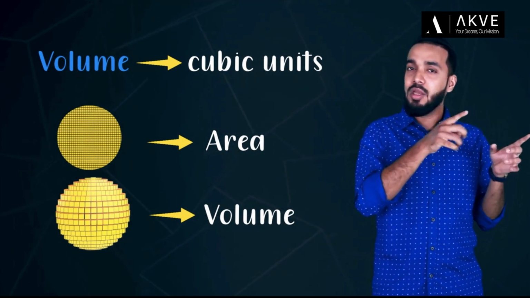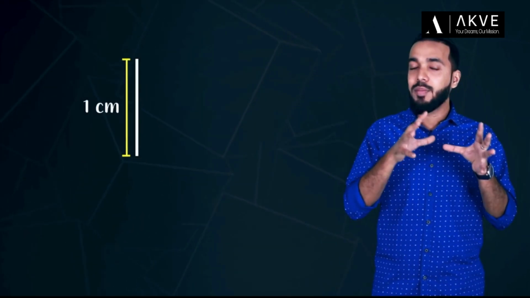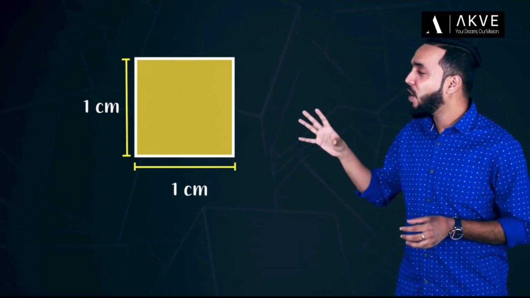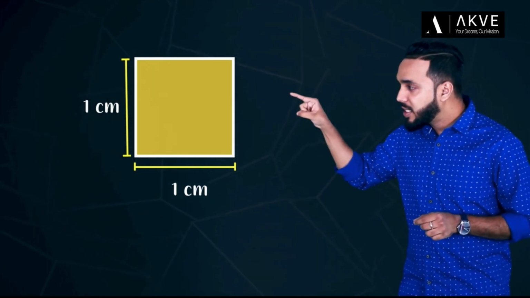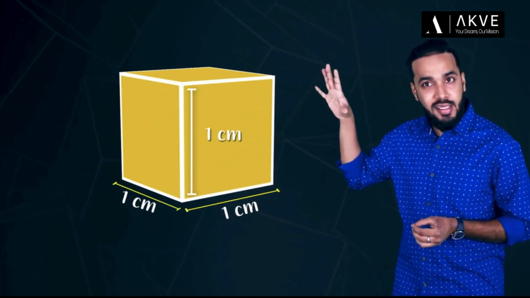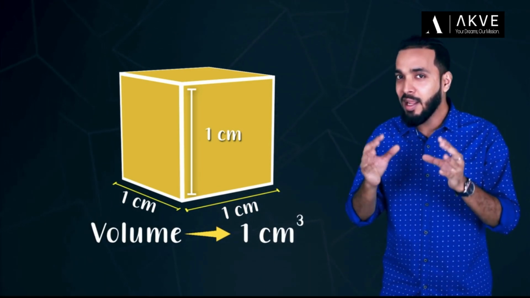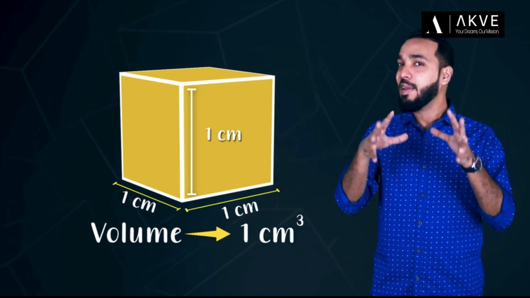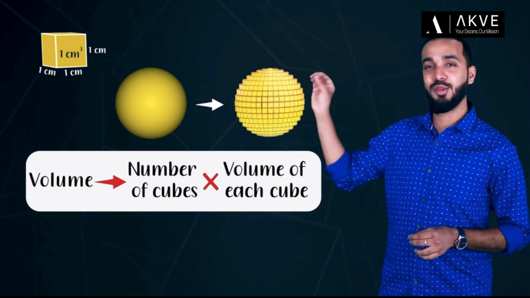So, very much like the previous example, we take a line of length 1 centimeter and extend it perpendicularly by a distance of 1 centimeter to get a square of area 1 square centimeter. Now, this time we take this square and extend it perpendicular to its surface by 1 centimeter. We get a cube, the volume of which is 1 cubic centimeter. And now that we know the volume of this cube, we can easily use a bunch of such cubes to approximate the volume of any 3D figure.